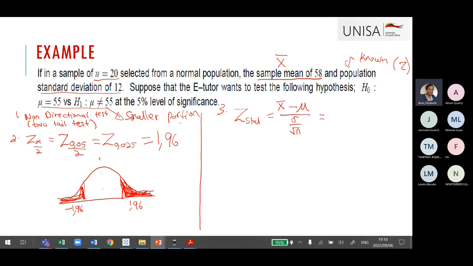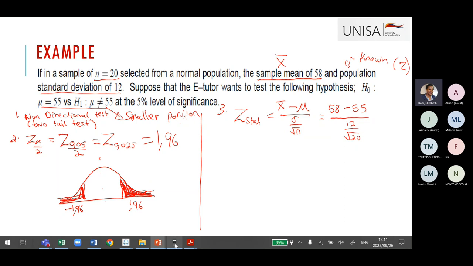Our sample mean is 58. Our population standard deviation is 12. Our population mean is what is stated in the hypothesis. In the hypothesis, we are told that it's 55. So minus 55, divided by our population standard deviation of 12 divided by the square root of n. Our n is 20.